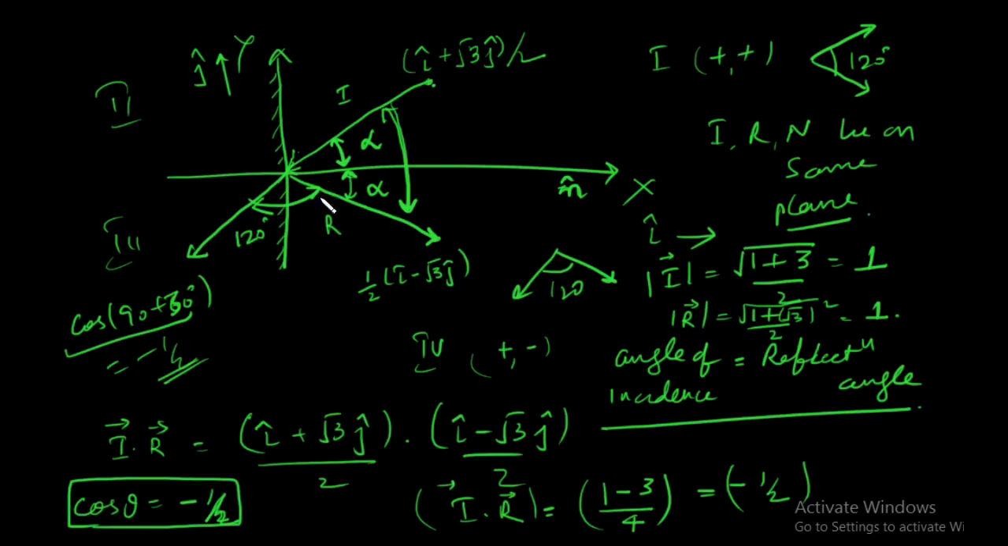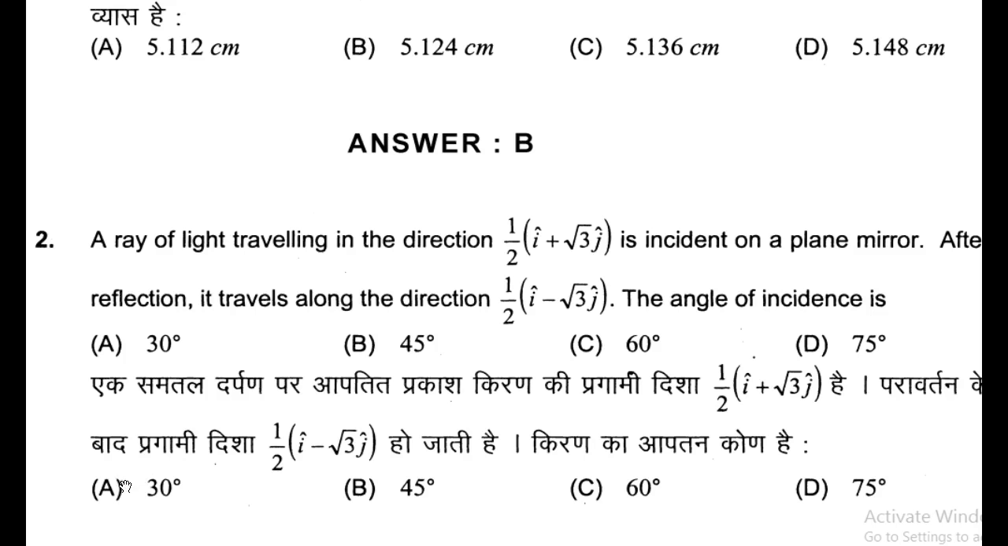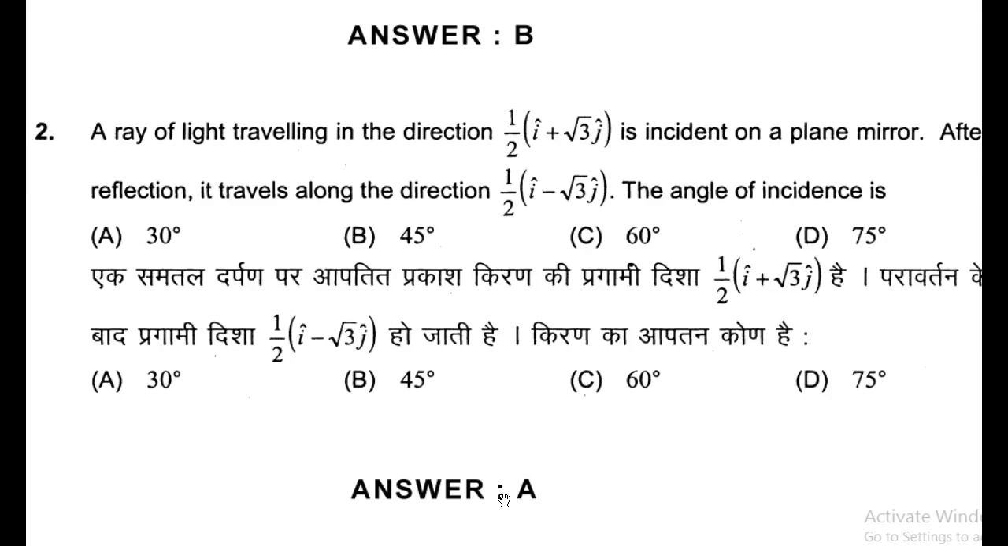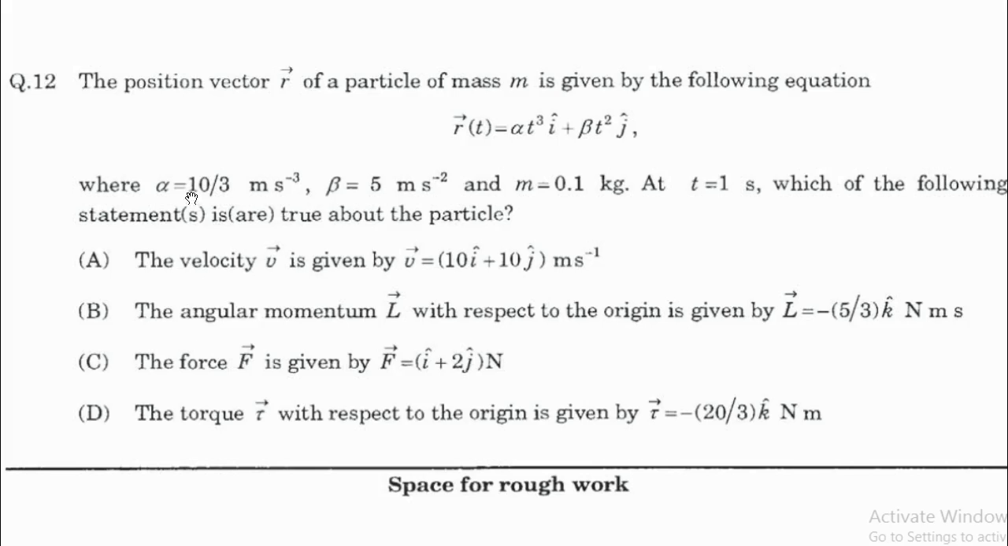So this is a straight line. This is 120. Then this means the whole of this angle will be 60. And 2 alpha equal to 60, so alpha will be equal to 30. So the angle of incidence here is 30 degrees. A is the option and the answer is A. So 30 degrees is the angle. We move on to the next question.